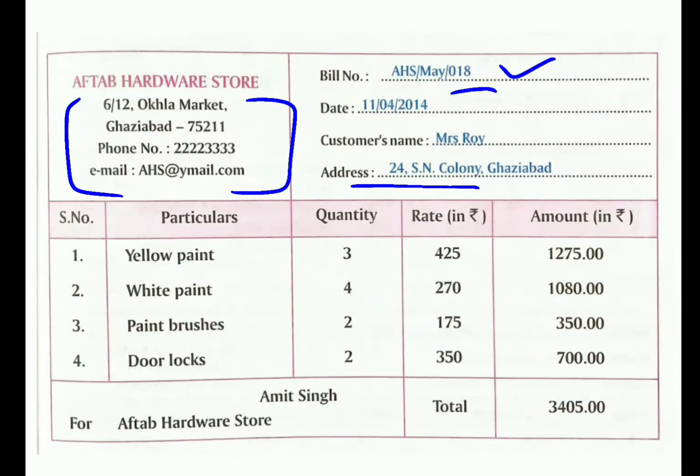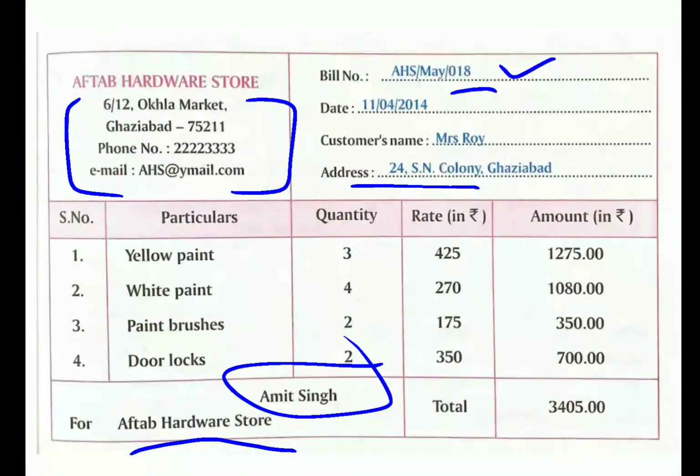Then paint brushes. How many you bought? 2. Rate is 175. Then door locks. How many? 2. Rate 350. Now Aftab Hardware Store name is given, but the name of the person whose shop this is, they have not given. So you can write any name here, even your name you can write, but Mrs. Roy's name you can't write here, because they specially mentioned that that person is a customer only.